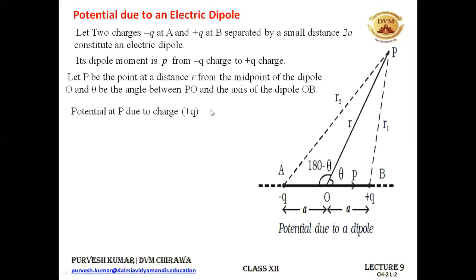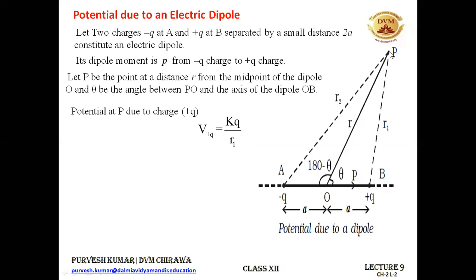All right. So let's find the electric potential at point P because of the plus q charge. We know that from a single charge, the electric potential is given by kq upon r. So we can write it like this: V because of plus q charge is equal to kq upon r1, because the distance between this charge plus q and point P is r1 only. So it is kq upon r1.